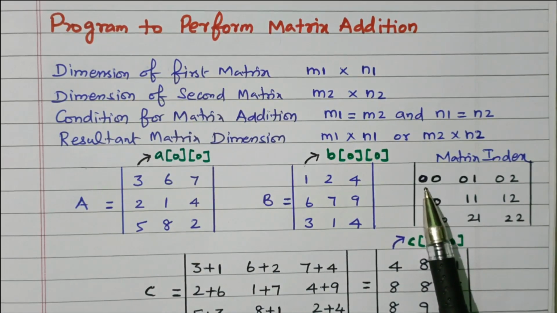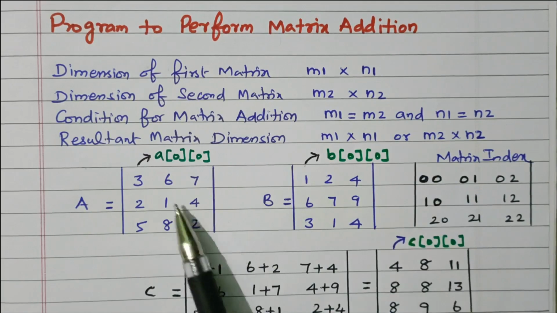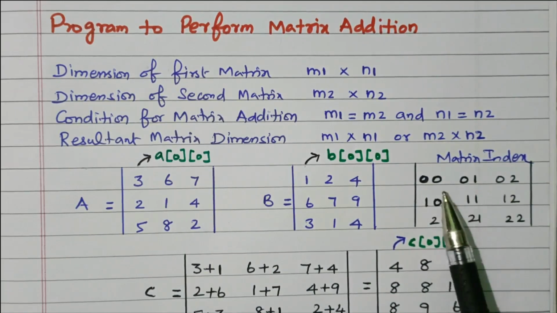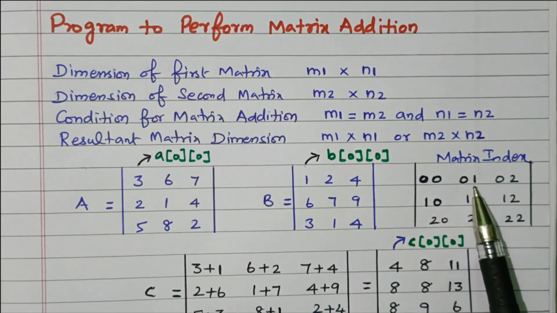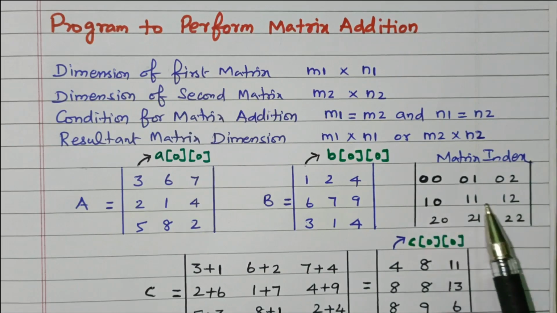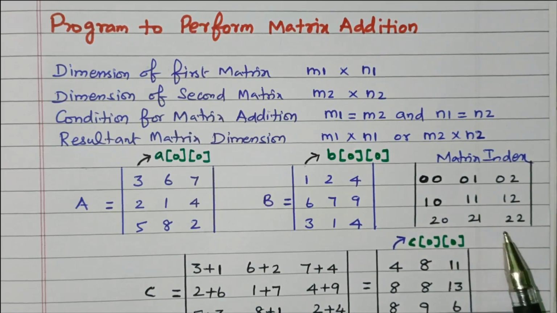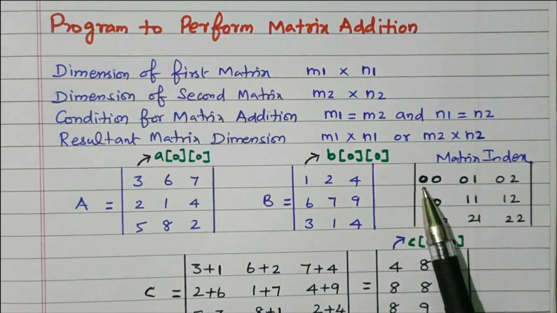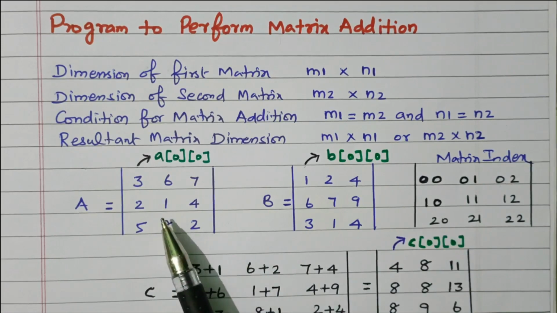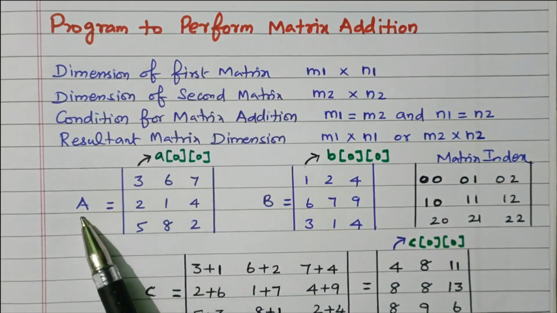The first element is located at 0, 0, then 0, 1, 0, 2. This 0 refers to the first row. This 0 refers to the first column, this 1 refers to the second column, and this 2 refers to the third column. Similarly, we have the second row and third row: 1, 0, 1, 1, 1, 2, 2, 0, 2, 1, 2, 2. According to these locations, the elements are stored in memory. This is the first matrix.